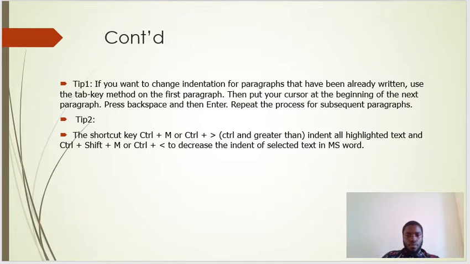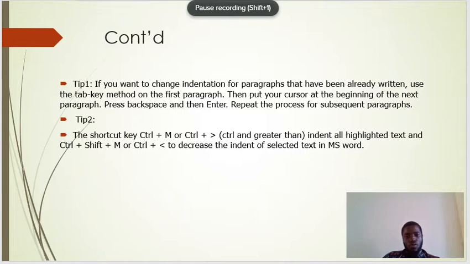So with that, we are continuing with some tips. With tip 1, if you want to change indentation for a paragraph that you have already written, use the tab key method on the first paragraph. Then put your cursor at the beginning of the text of the next paragraph. After that, you press backspace and then enter. Repeat this process for subsequent paragraphs.